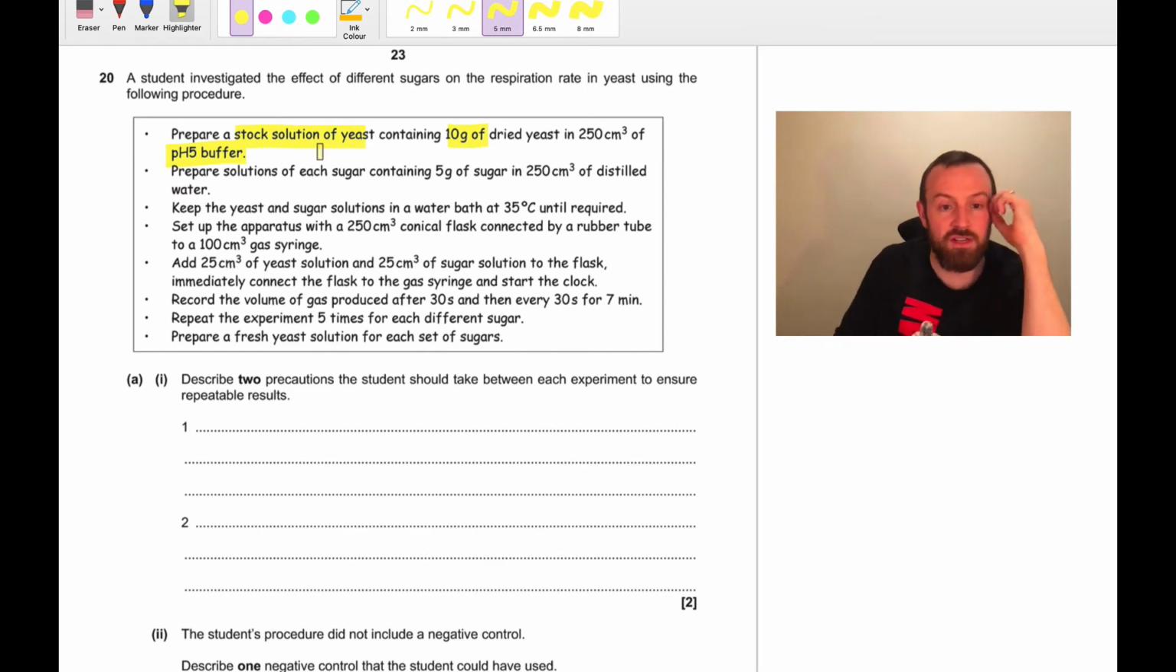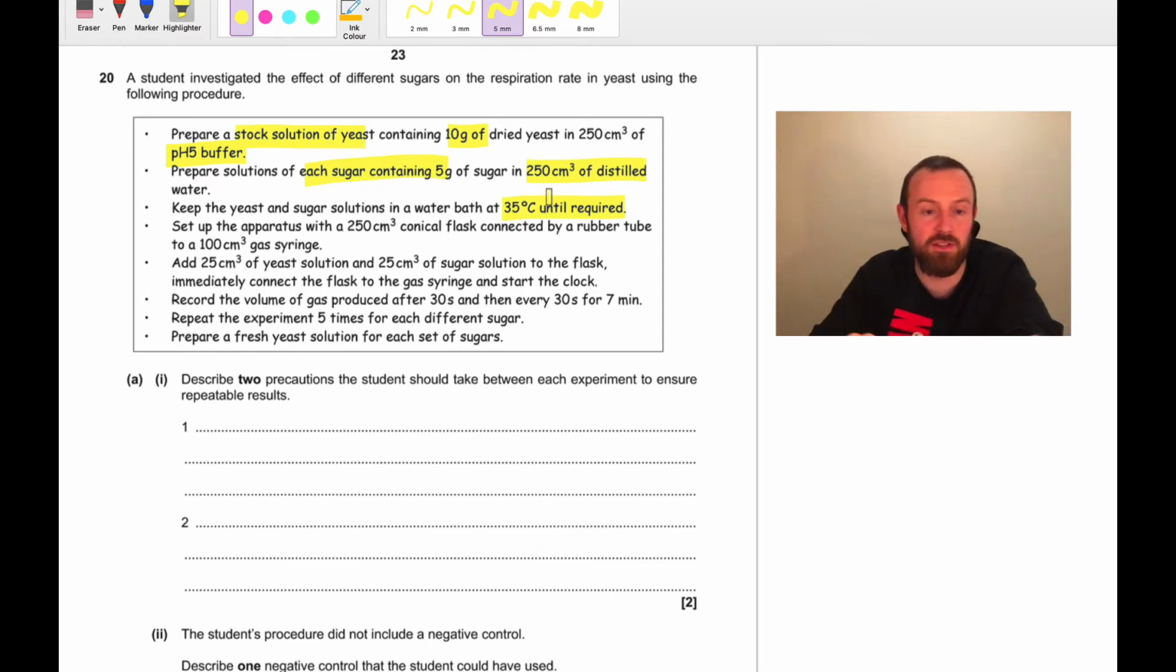Now we've got solutions of each sugar that we're going to test. 5 grams of sugar in 250 centimeters of distilled water. Keep the yeast and sugar solutions in a water bath at 35 C until required, so that they equilibrate in temperature, so everything's at 35 C. Set up the apparatus with a 250 centimeter conical flask with a rubber bung to a gas syringe. Add 25 centimeters of the yeast solution and 25 centimeters of the sugar solution to the flask. Remember, these have been pre-warmed.